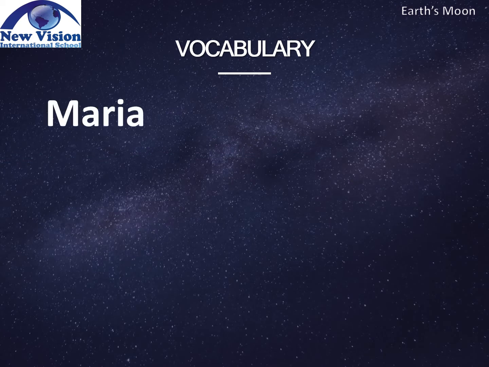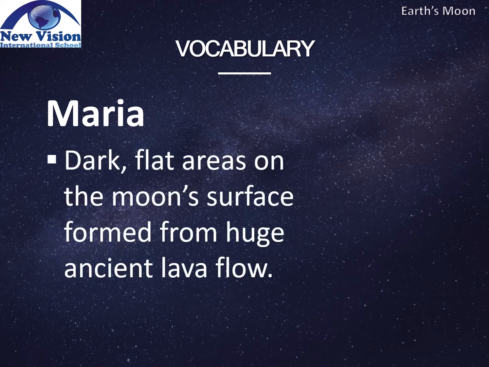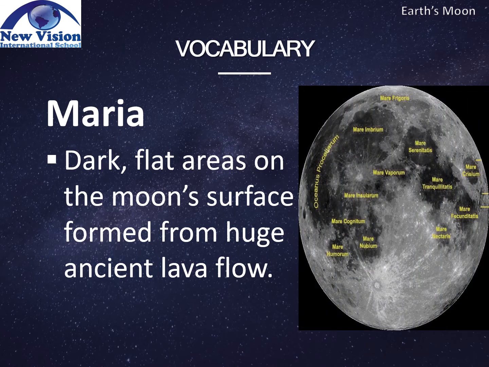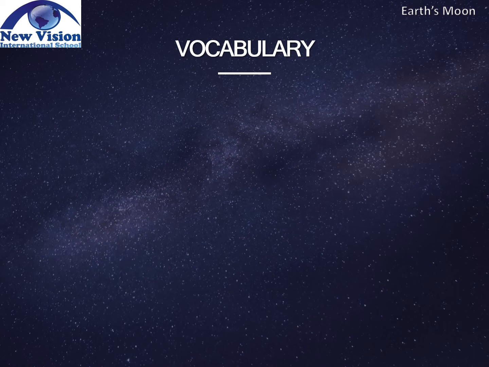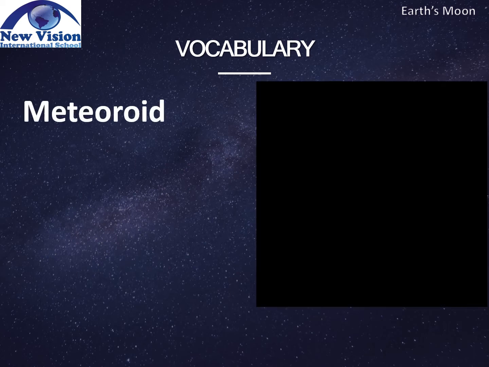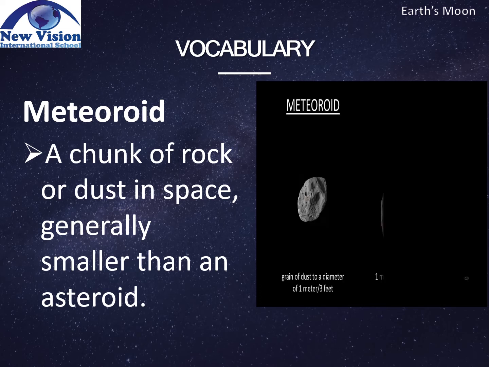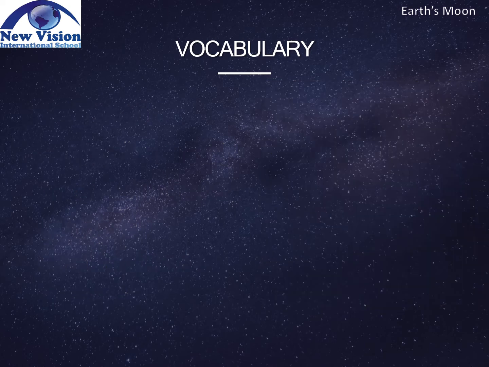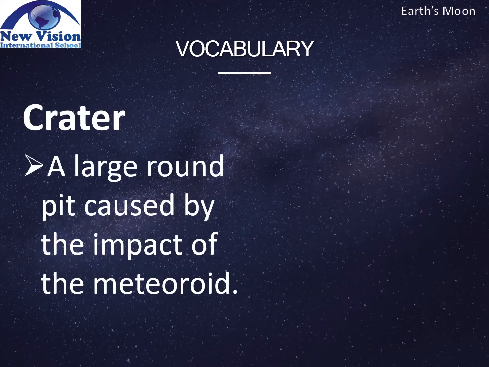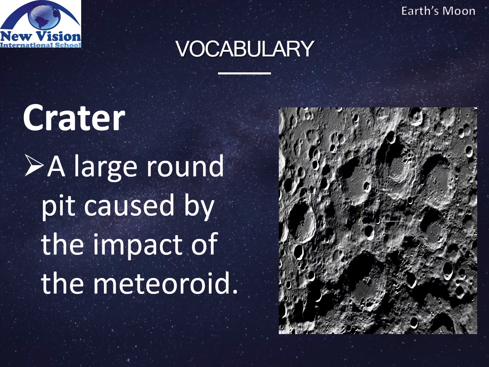Vocabulary words. So the first word is maria. Maria are dark flat areas on the moon's surface formed from huge ancient lava flow. Meteoroid. A chunk of rock or dust in space, generally smaller than an asteroid. Crater. A large round pit caused by the impact of a meteoroid.